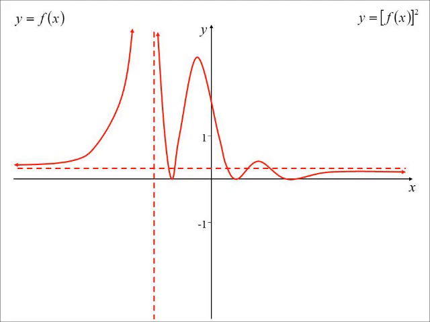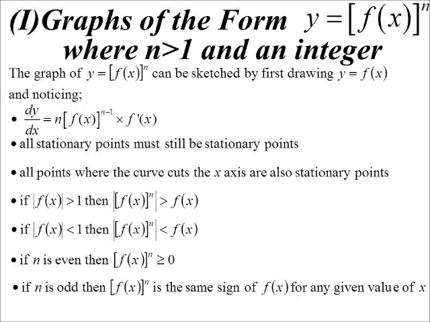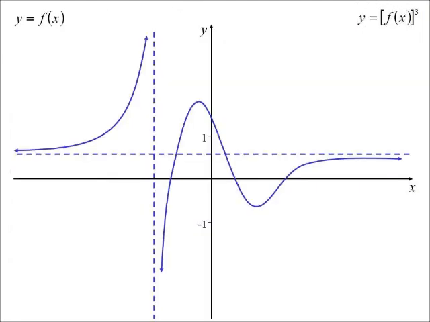Okay? Now, if n is even, like the one we just looked at, because squared being even, of course, then we know we're always going to be positive. But if it's odd, it's going to keep the same sign. So let's have a look, same curve, but this time we'll cube it. Stationary points will still remain, and those x-intercepts will become stationary points, but now they will become horizontal points of inflection, because it's going to look like the cubic rather than the square of the last one.